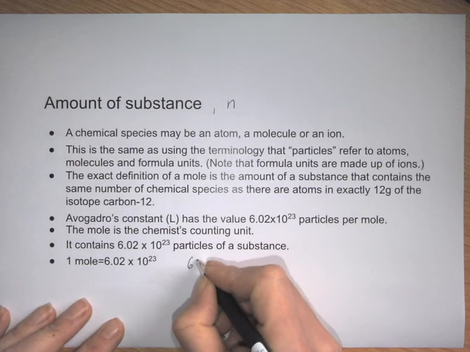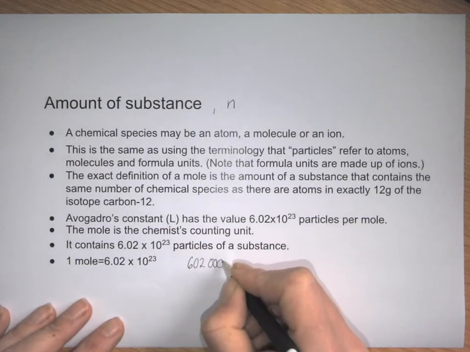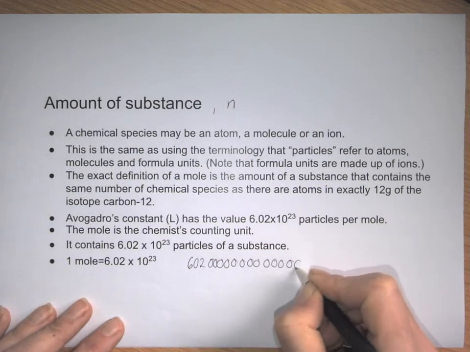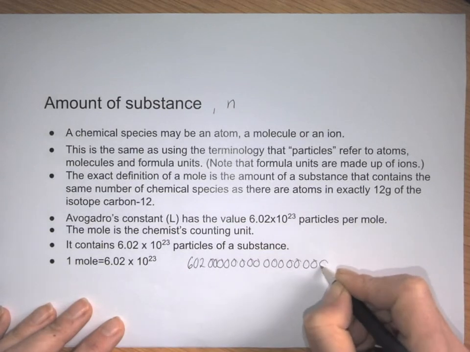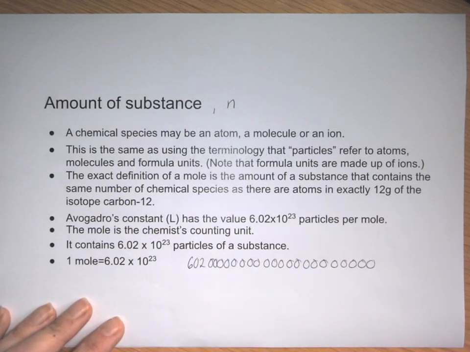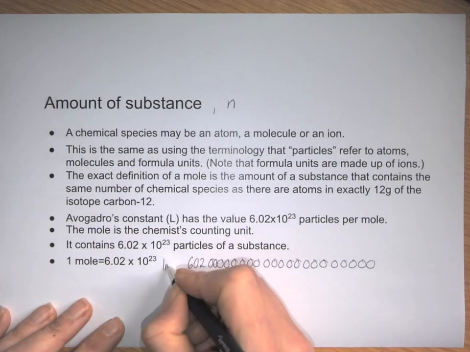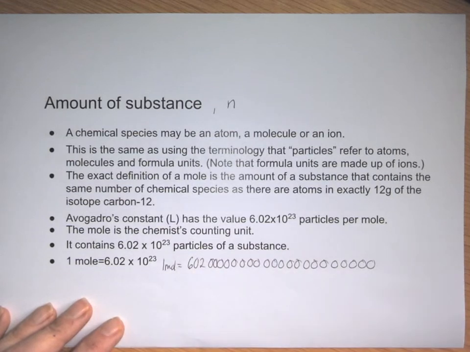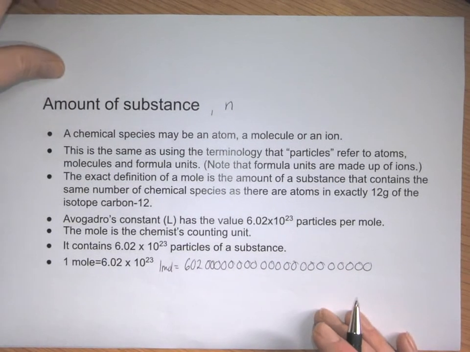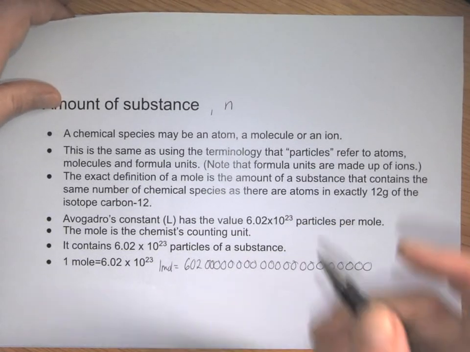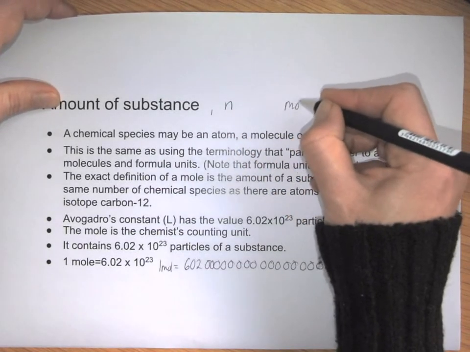So that will be 1, 2, 3, 4, 5, 6, 7, 8, 9, 10, 11, 12, 13, 14, 15, 16, 17, 18, 19, 20, 21, 22, 23. So it's a big number, right? So instead of using these big numbers, they have said that 1 mole is equal to this one. So when they say mole, that is due to this big number. And that is when you count them one by one. The unit for amount of substance is mole.